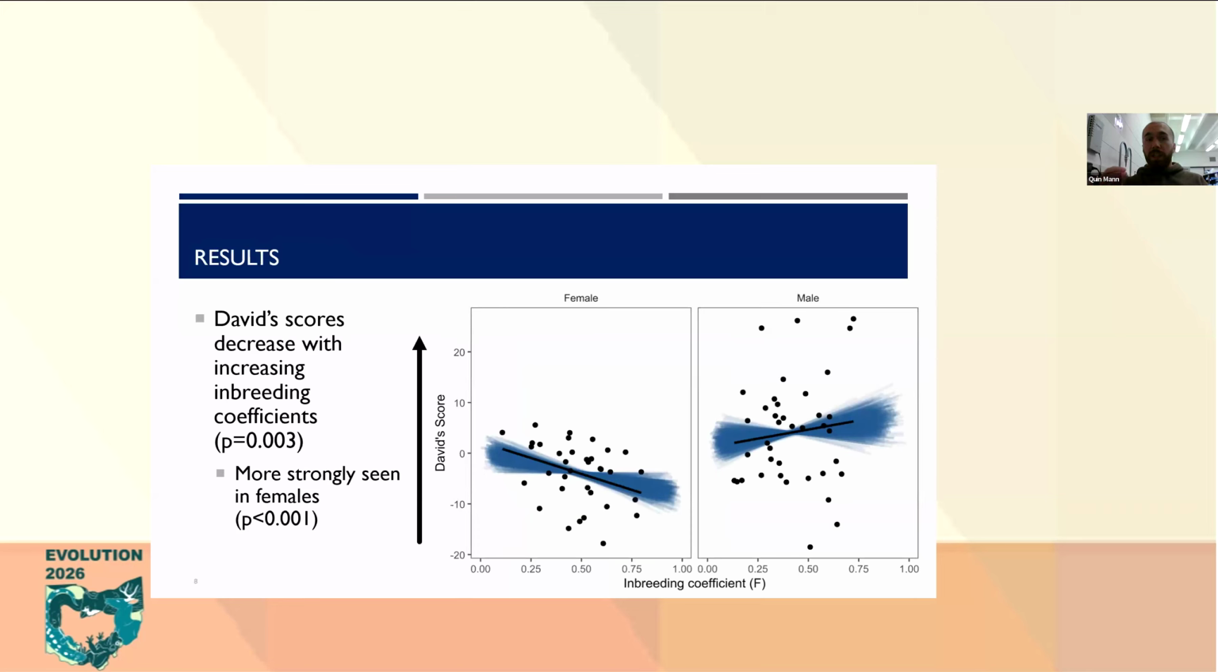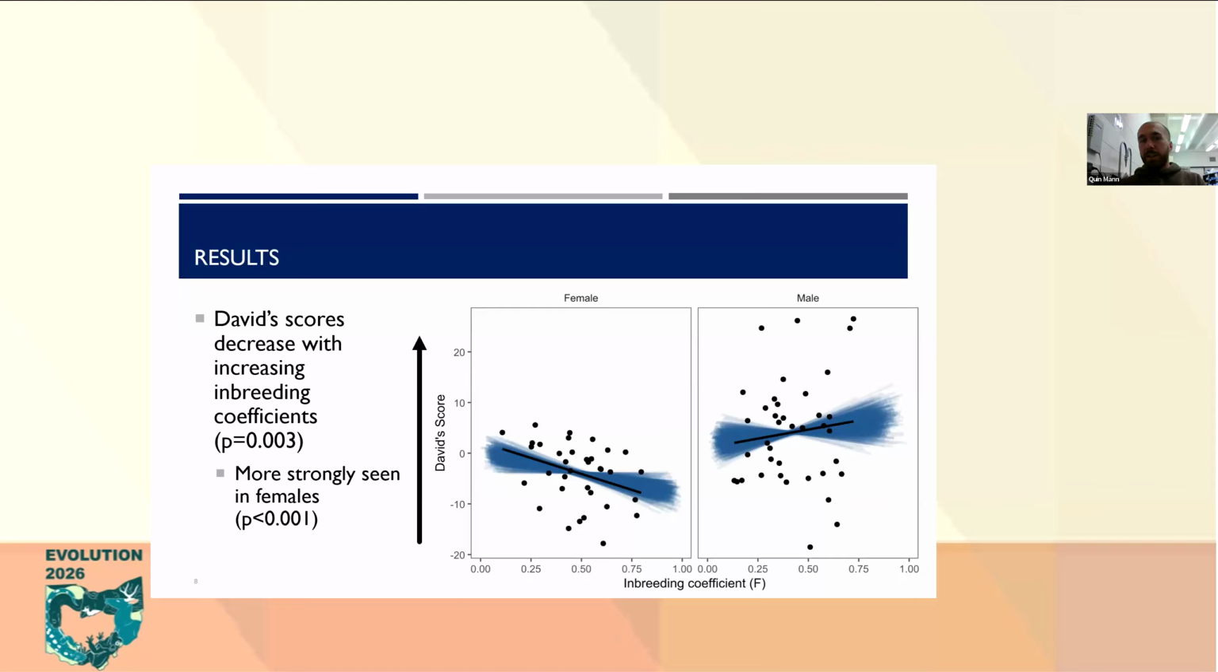So what we found was that David scores decrease with increasing inbreeding coefficients. A higher David score means more dominant within these groups. Inbreeding coefficients go from 0 to 1, 1 being completely clonal, 0 being completely the product of a mating that was unrelated. And we see that overall, David scores decrease with increasing inbreeding coefficients. So they get worse at being dominant the more inbred they are.